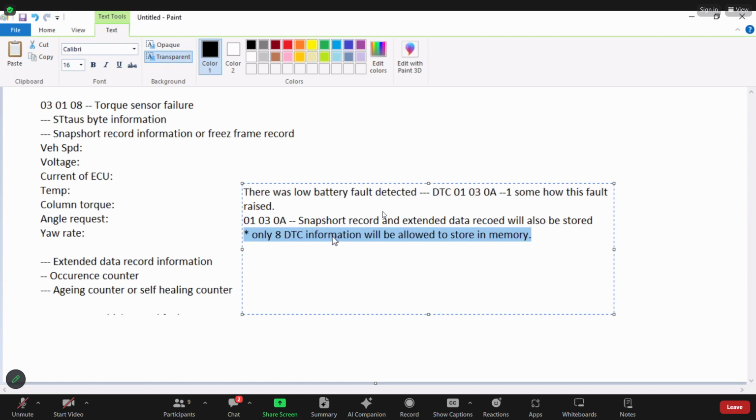Okay. Now, let's say this low voltage fault was detected and it was stored in the memory. And now this DTC was not detected for 2-3 months. Is it required to store this DTC information in the memory? Because we have limited memory, right? We have memory to store only 8 DTC information, out of which this DTC is unnecessarily stored in the memory. Understood, guys, my point? What I'm trying to say?